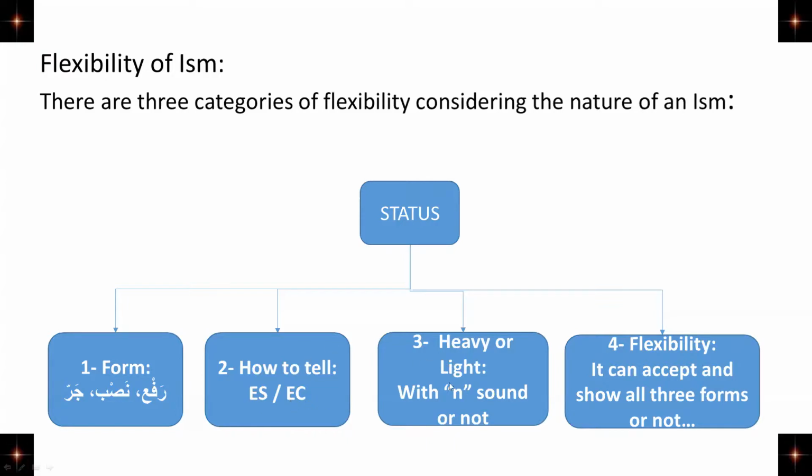Either it is light or heavy, that is by saying if the ending has an n or not, like un, an, in, or u, a, i, and so on, right? The flexibility is what we are discussing now, the last part of what a status consists of. It means here it can accept or show all the three forms or not, for you to determine if an ism can show all the three forms, and those are the signs here.